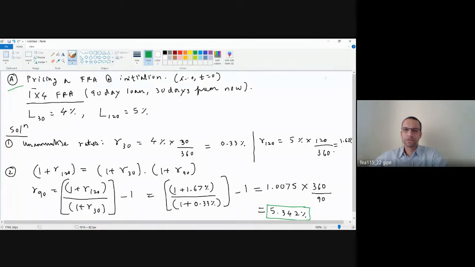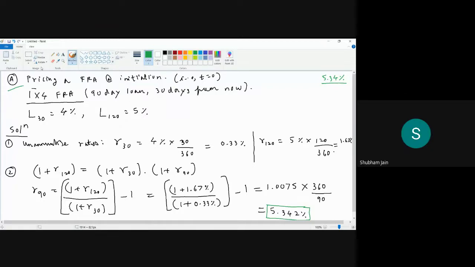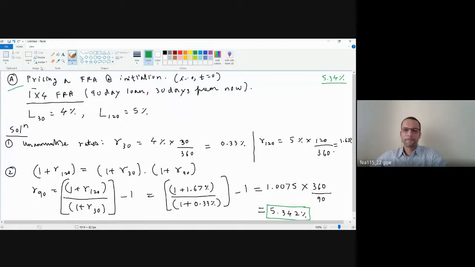So I'll also make a note of this here, so that once I erase that, I'll still have it for reference. Can I erase this much? Should we try part B? So maybe pricing the FRA at its expiry. Yes. Okay.